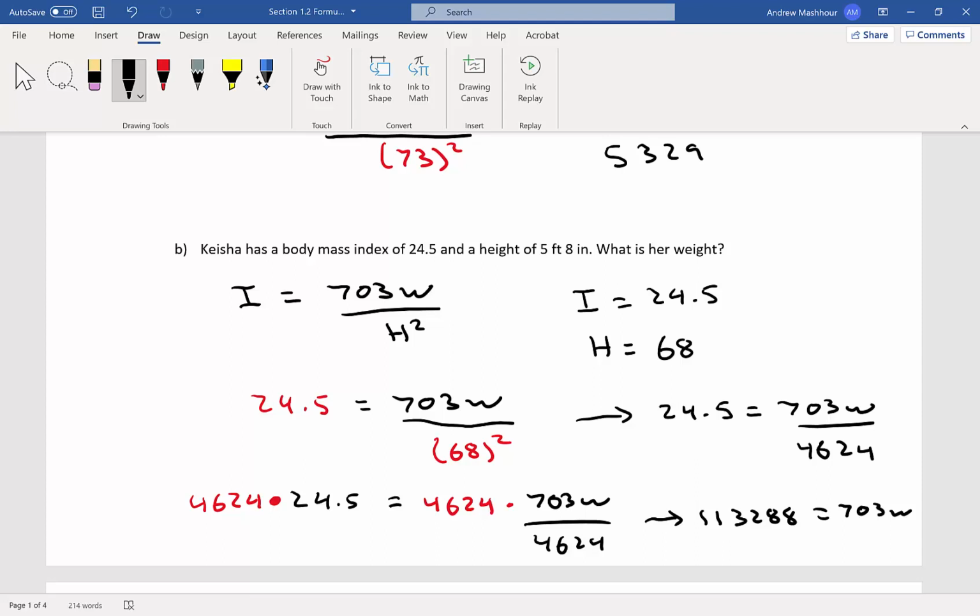And now to get the W by itself, we're going to go ahead and divide both sides by 703. We get W is equal to, we get 161.15 pounds. So Keisha's weight is 161.15 pounds.